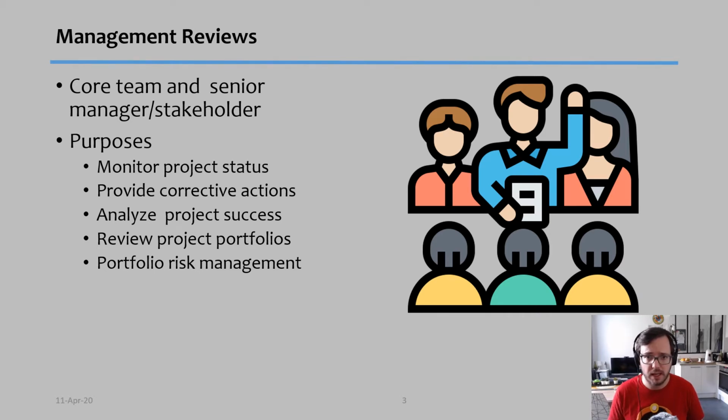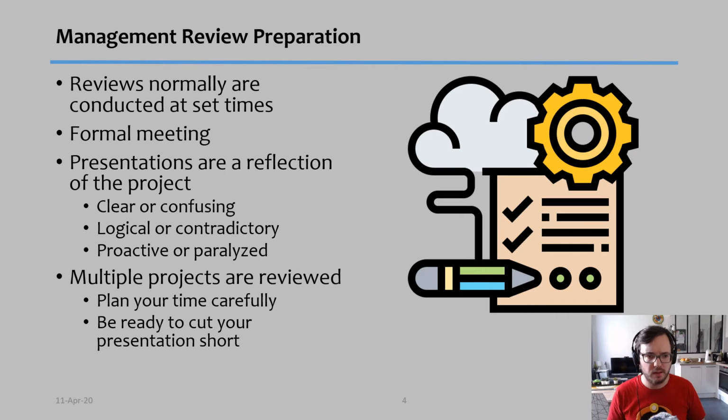Number three is to analyze the project successes. What are things that have been going well in the project? Number four is to review portfolios of projects. In other words, your project might be compared to other projects, but this option is optional. And finally, portfolio risk management, which is basically analyzing the risk of all the variety of projects going on in the company. So in order to prepare for this meeting, I have a couple of tips for you.